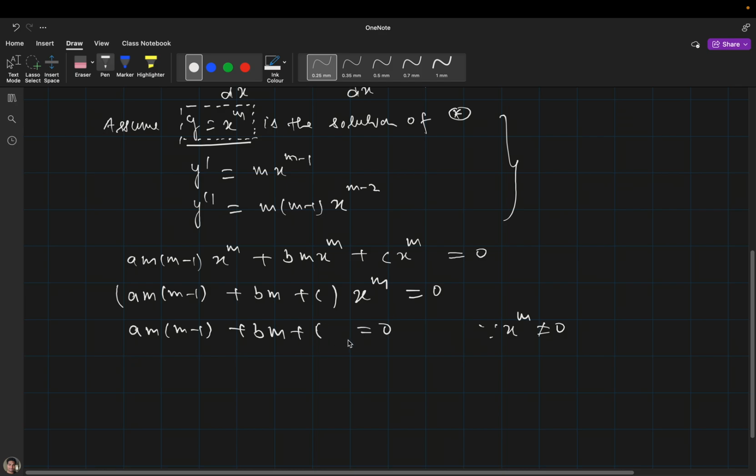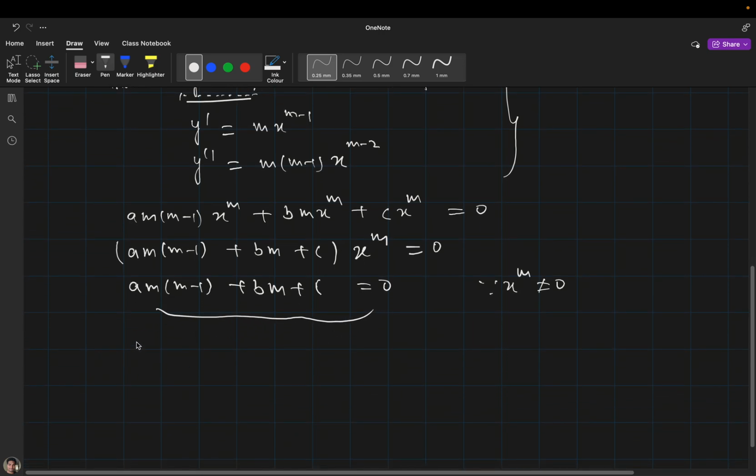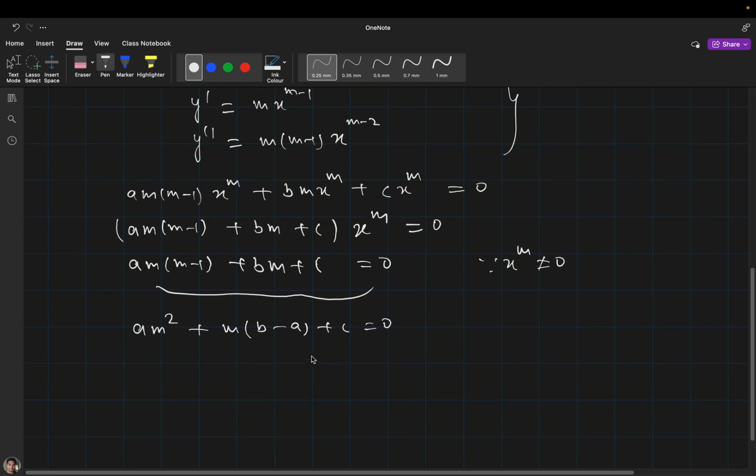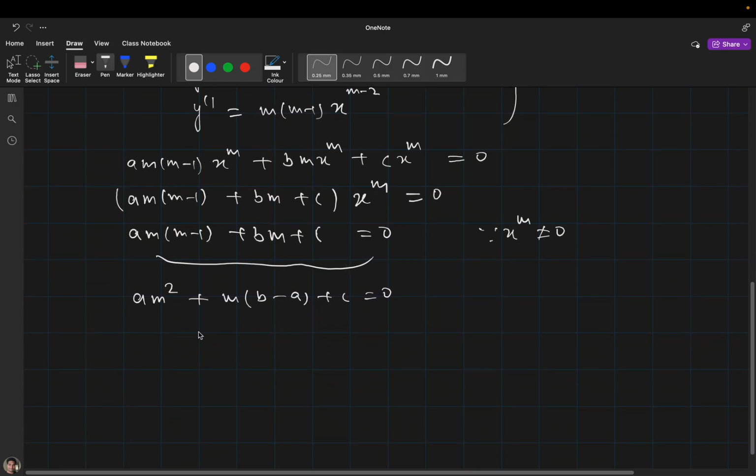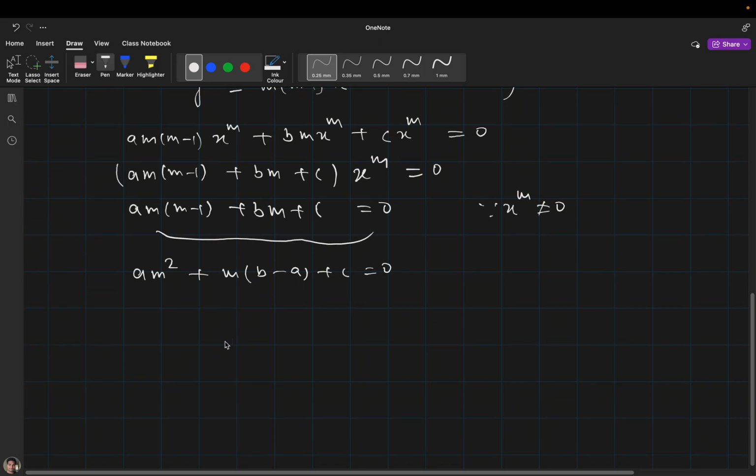Fine. Now you can see that this is a quadratic equation. So we can write a m square plus m times (b minus a) plus c equal to 0. Now you can see that we will get two roots of this quadratic equation. Again there will be three cases, based on the nature of roots, so we will discuss that.